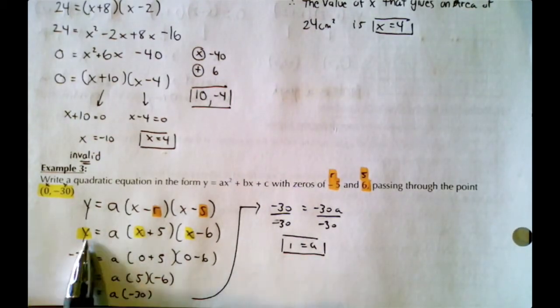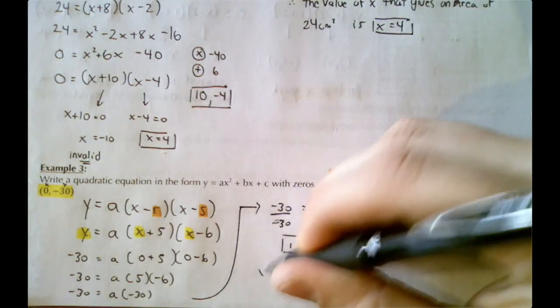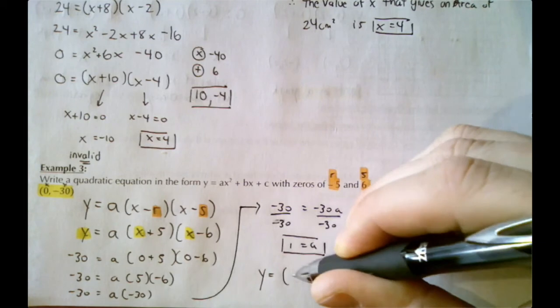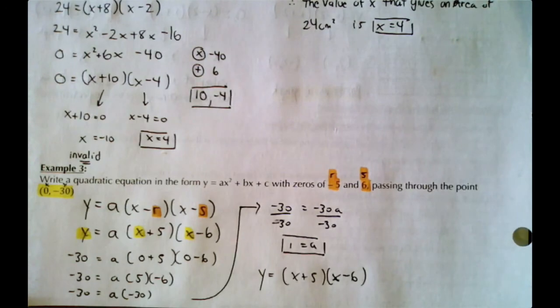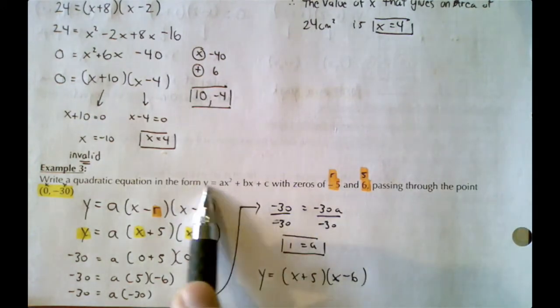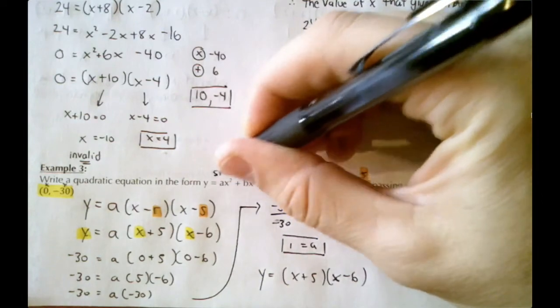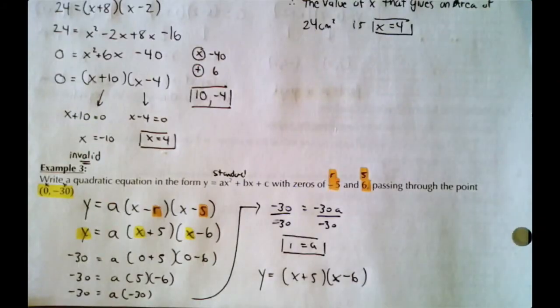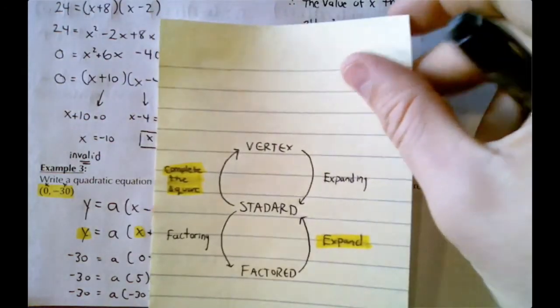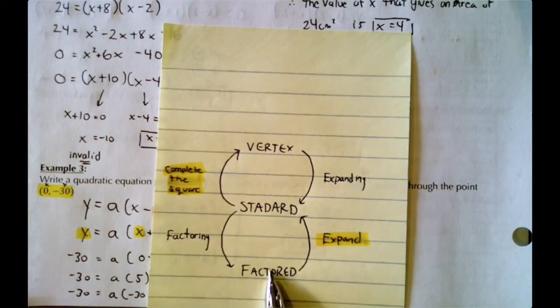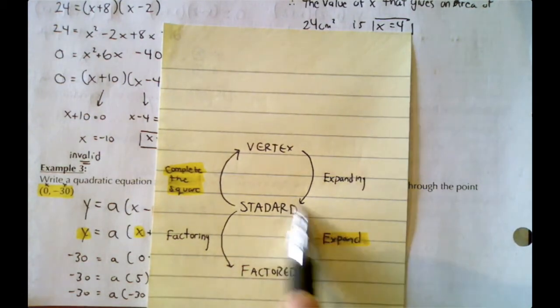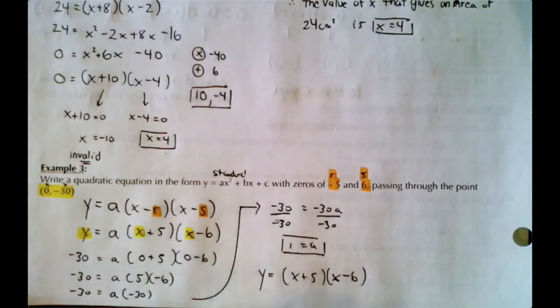So now we know a is 1. So we can go back to this equation. A is 1, so we don't even need to write it. x plus 5, x minus 6. And then we're almost there. We want it in standard form. So in order for us to change from factored form, which we have, to standard form, we need to remember how to switch between forms. Well, right now we have factored form, and if we want to go to standard form, we need to expand. So our last step is to expand.